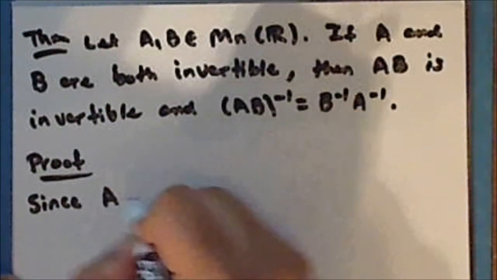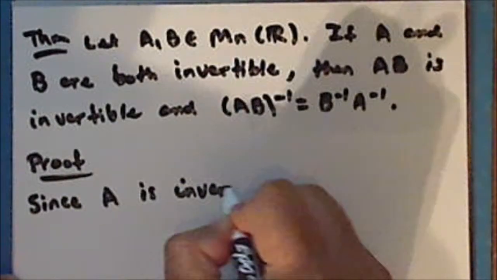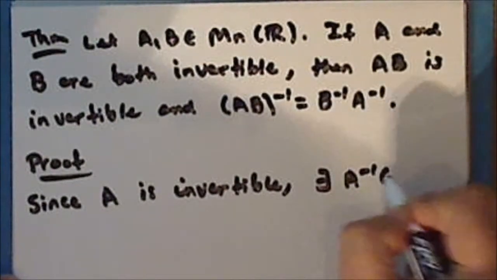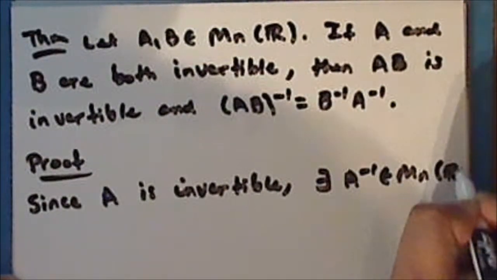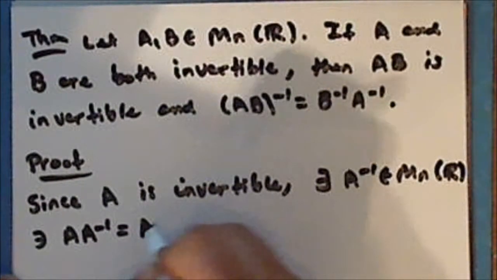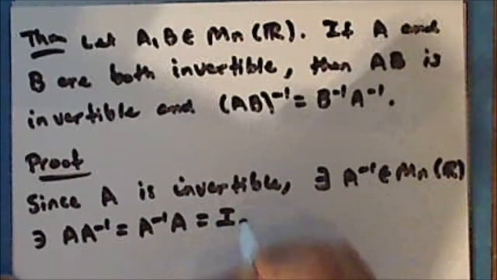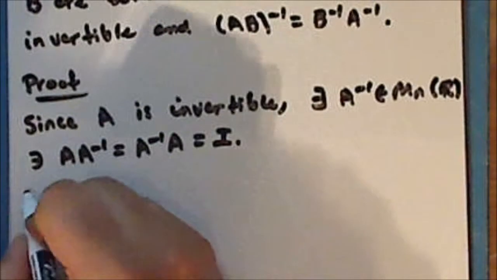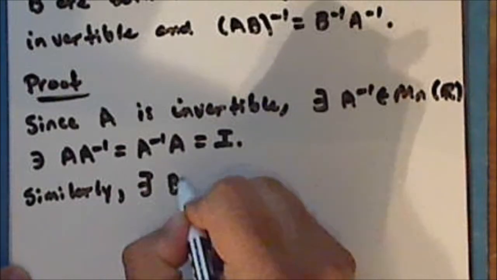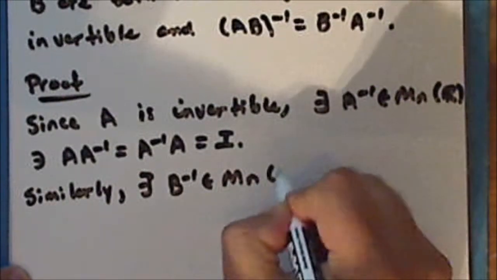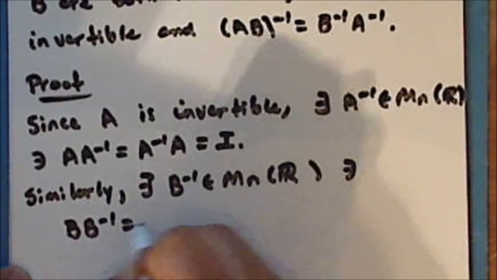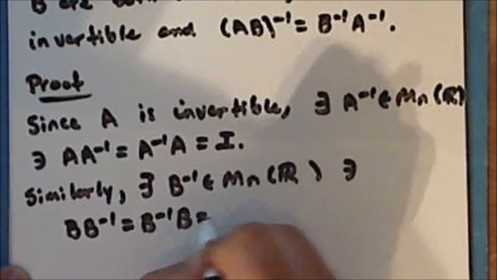Since the matrix A is invertible, there exists the inverse of A in the set of square matrices of order n, such that A times A inverse is the same as A inverse times A, which is the identity. Similarly, there exists the inverse of B in the set of square matrices of order n, such that B times B inverse is the same as B inverse times B, which is the identity.